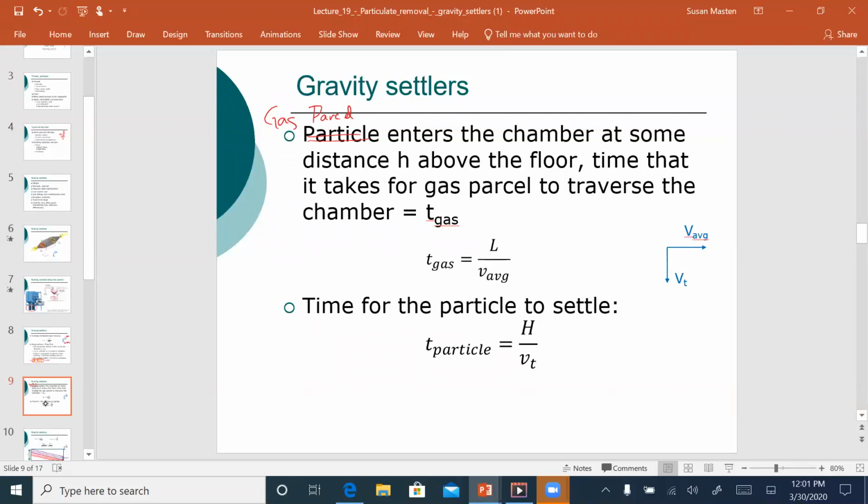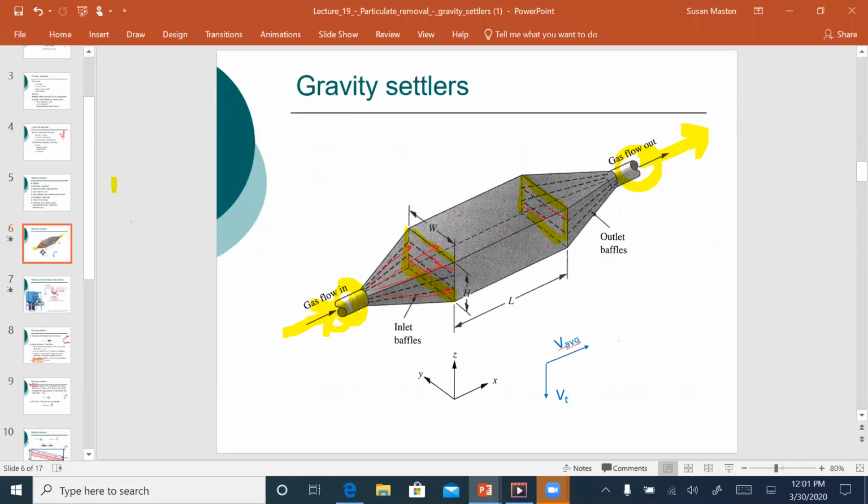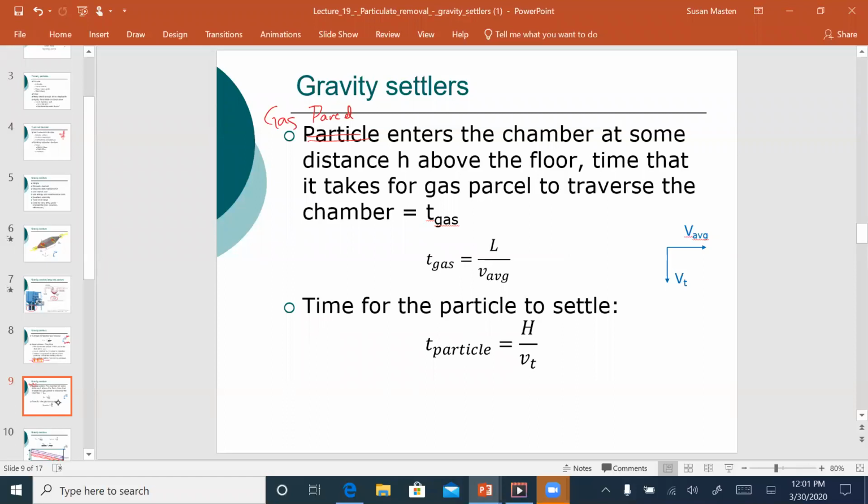to traverse the chamber. If we look back at this, we've got this parcel of gas entering here. It's got to traverse this to get to the other side, and eventually out here. The time that it takes for that parcel to traverse the chamber is simply the length divided by that horizontal velocity. So that's the time that it takes for this parcel.